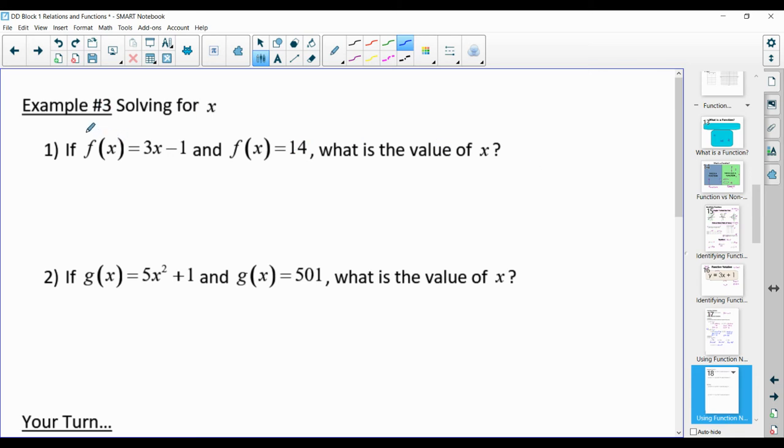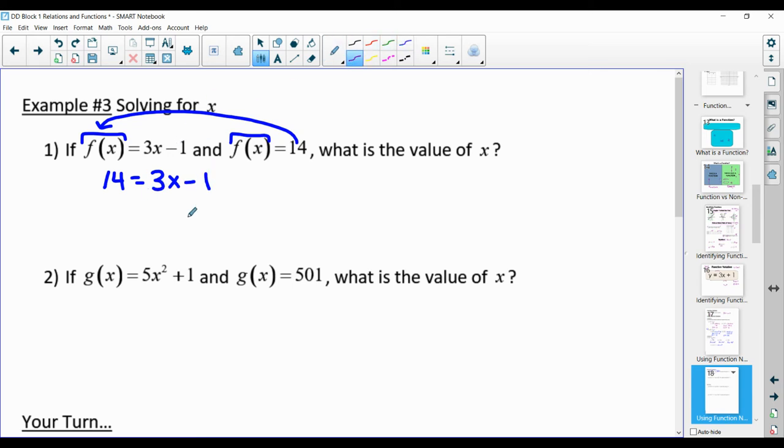Well, we've been told that f of x equals 3x minus 1. We've also been told that f of x equals 14. So that means these represent the same value. So we're going to take that 14 and substitute it in for f of x. So we're going to write 14 equals 3x minus 1, and then we're going to solve for x.